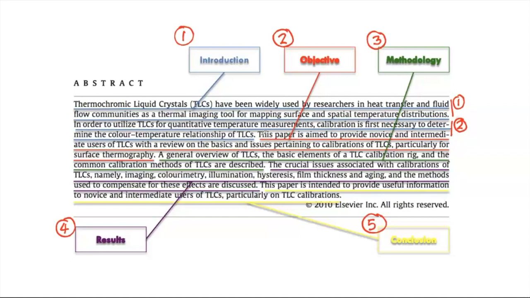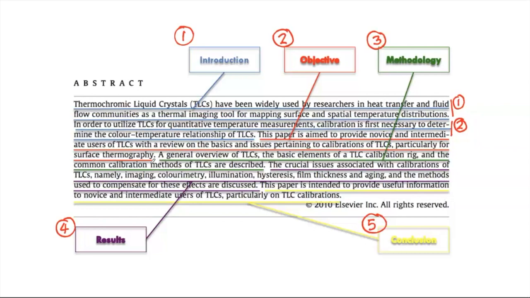Then the authors go into the objective. This paper is aimed to provide novice and intermediate users of TLCs with a review on the basics and issues, right? It mentioned the achievement in the objective, what they intend to do pertaining to calibrations of TLC, particularly for surface thermography. Only one sentence for the objective. Maybe you wonder, I have three objectives, Prof. Rahim, so how am I going to put it there? You may just write the general objective. Okay, as I have already told you before in our previous lecture, how to write an objective.